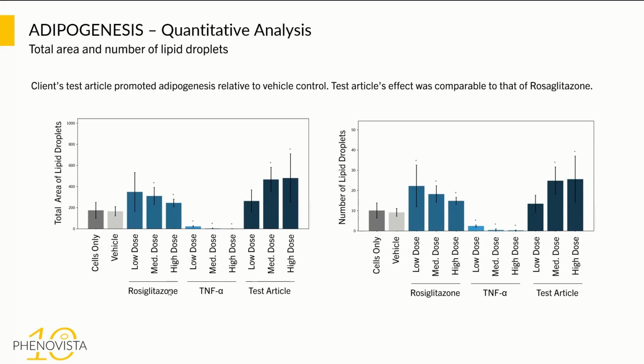So in this case, you can see that rosiglitazone and TNF alpha did what we expected them to do. TNF alpha inhibited, rosiglitazone promoted relative to vehicle control or cells only control. And in this case, the test article's effect was pretty comparable to that of rosiglitazone, and it helped promote adipogenesis relative to vehicles.